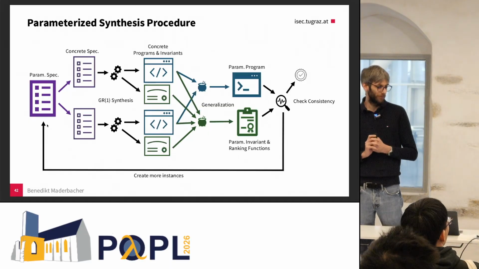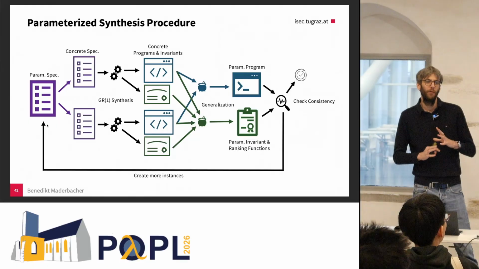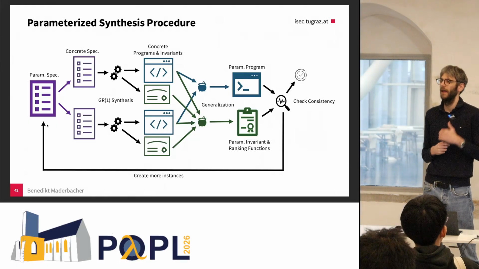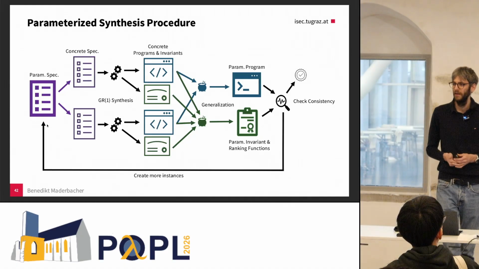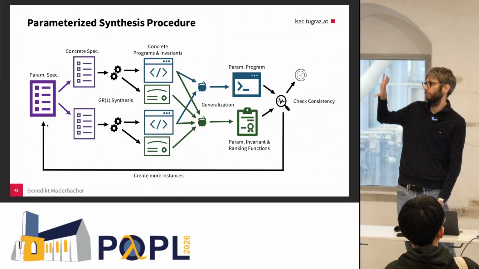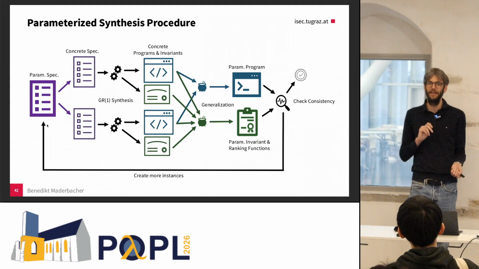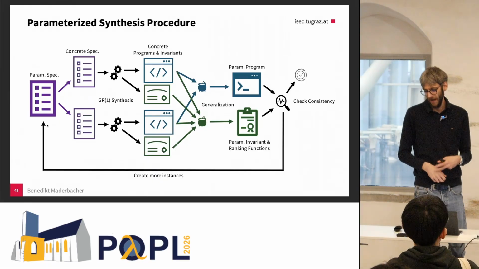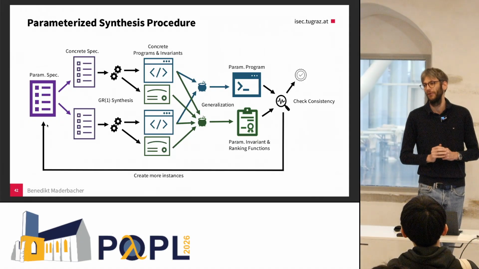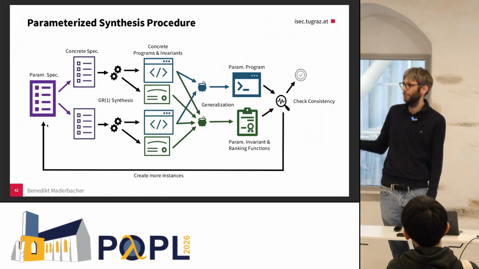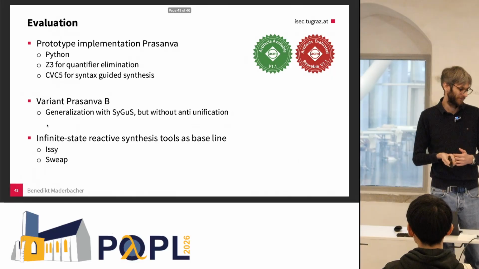So to summarize the procedure quickly, we start with the parameterized specification. We generate multiple concrete instantiations of it, and then run them through an existing synthesis tool, and then try to generalize both the programs and the proofs, and then cross-check them to see if we have found the correct program and proof pair. And if not, then we get some new counterexamples. Unfortunately, this whole process is also undecidable, so it might happen that we just run through this loop forever and generate an infinite amount of new examples.